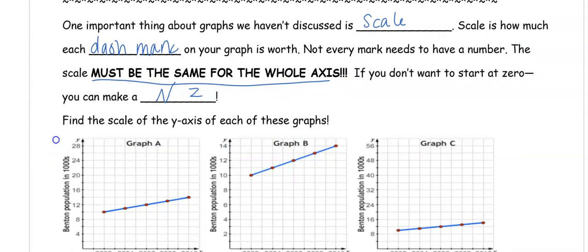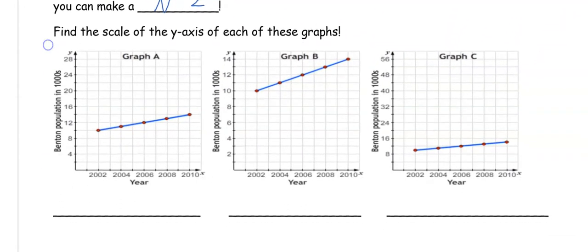So it says find the scale of the y-axis of each of these graphs, okay? So what is each dash mark going up by, right? We have a blank one, then 4, a blank one, then 8, a blank one, then 12. So I think it's safe to say that each of these dash marks is going up by 2, okay? So our scale of the y-axis is 2.